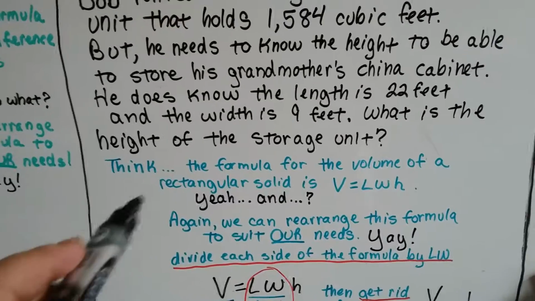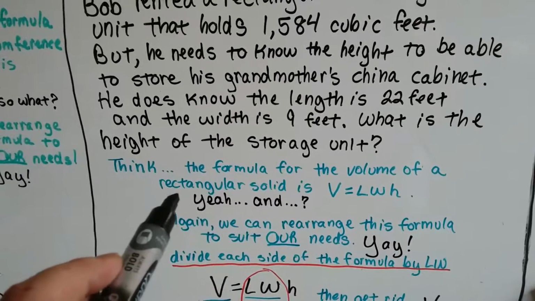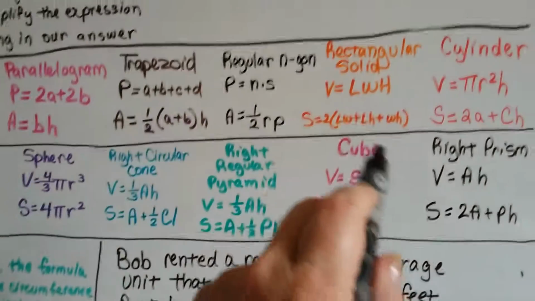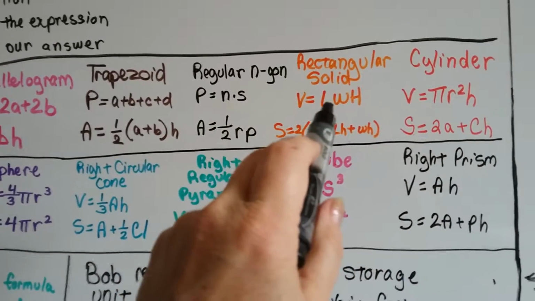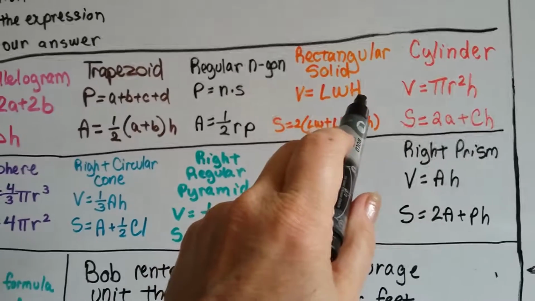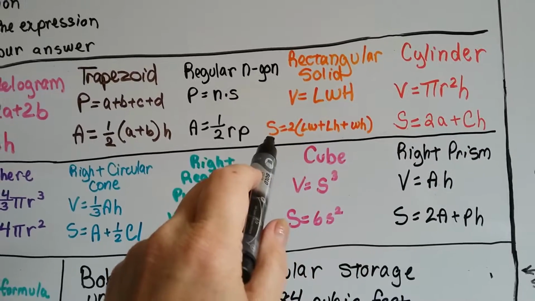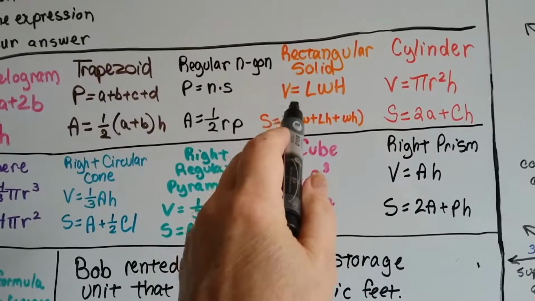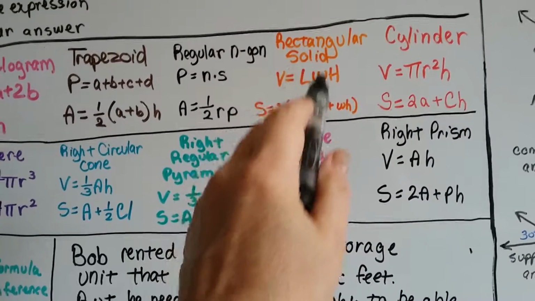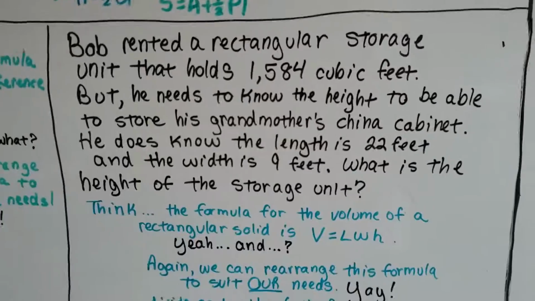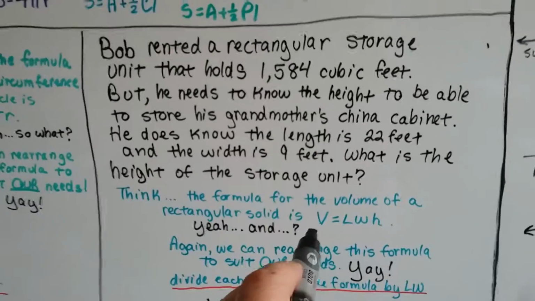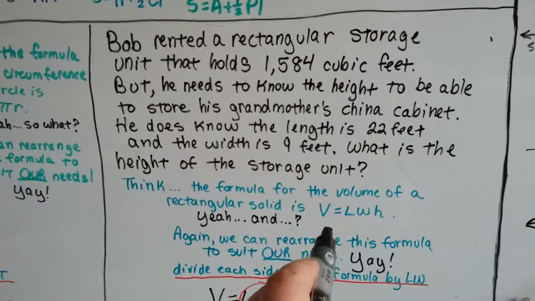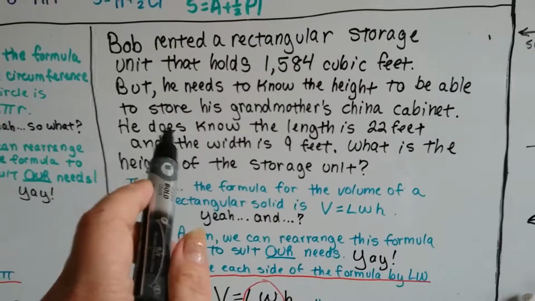So think, the formula for the volume of a rectangular solid is V equals LWH. Rectangular solid. The volume is the length times the width times the height. If we needed to know the surface area of the outside of a solid, that would be a different formula. But we just need the volume, how much it holds in cubic measure, okay? So if that's the formula for the volume, we already know that it holds 1,584 cubic feet. We're trying to solve for the height.